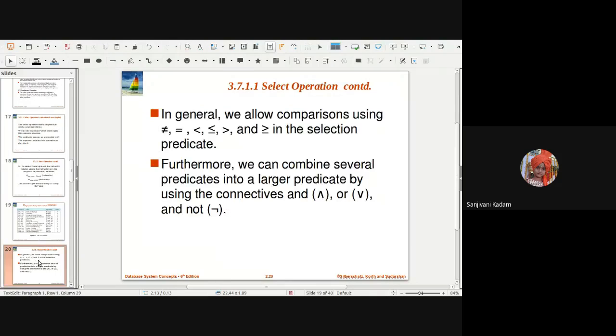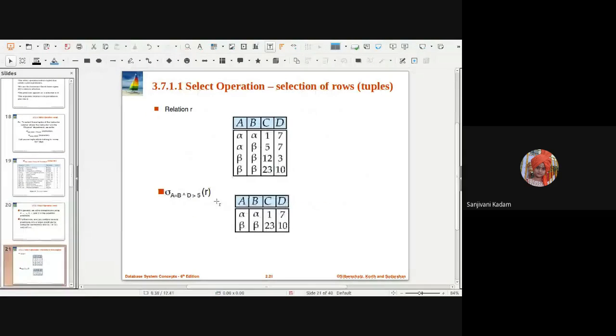So let us see some more statements. This is one of the examples already given in the slide by the author. Here relation R is given, with A, B, C, D as the 4 attributes. The condition is that A should be equal to B and D should be greater than 5. So the first condition is A equal to B. I am having the first tuple qualified for this condition.